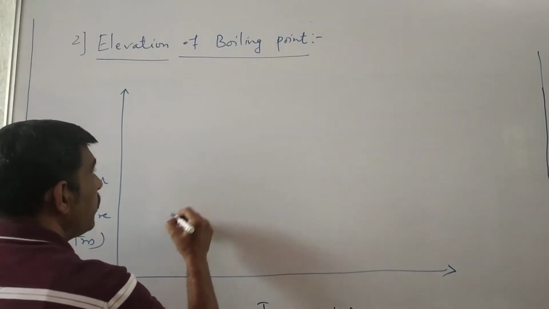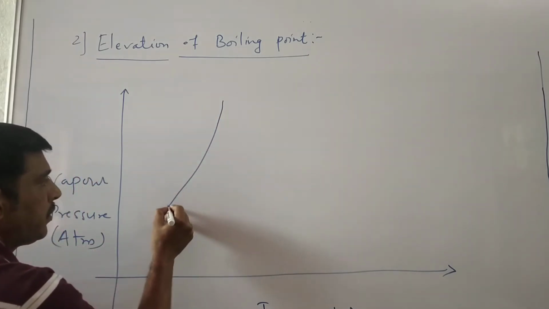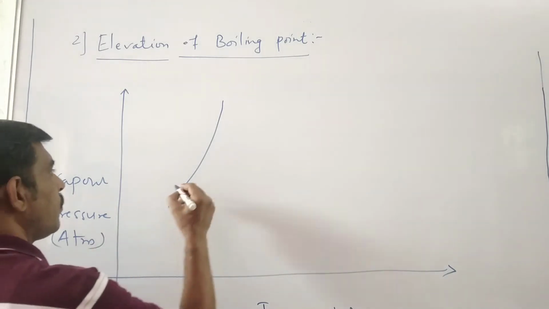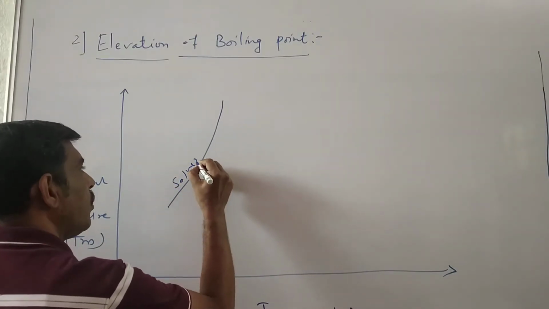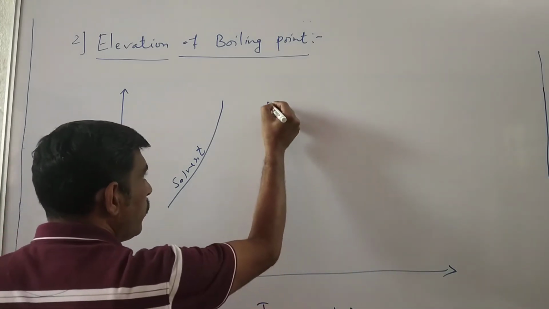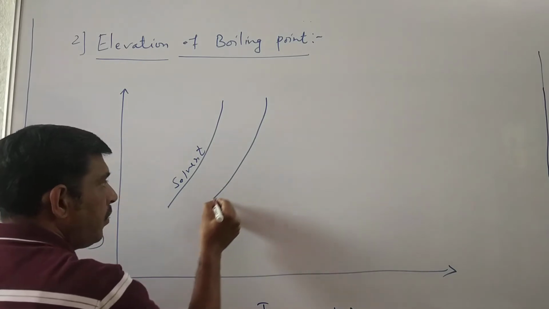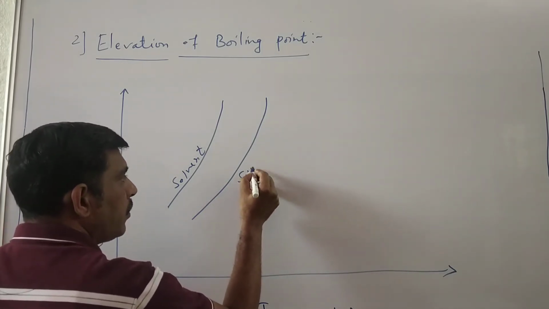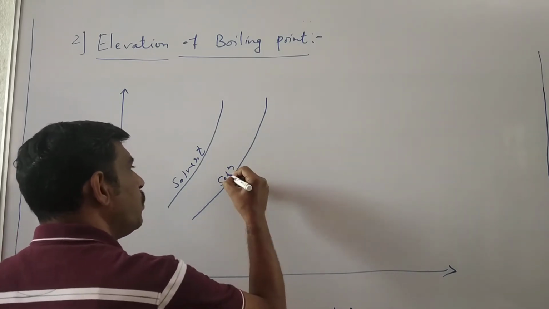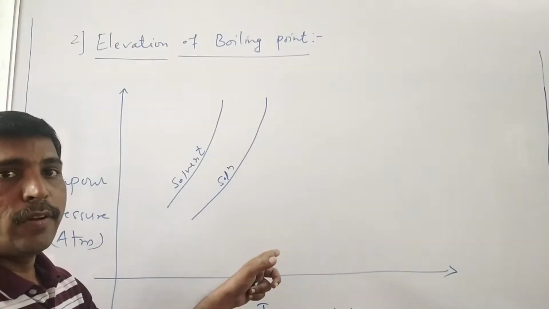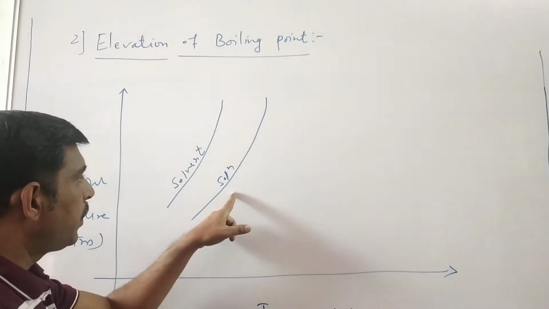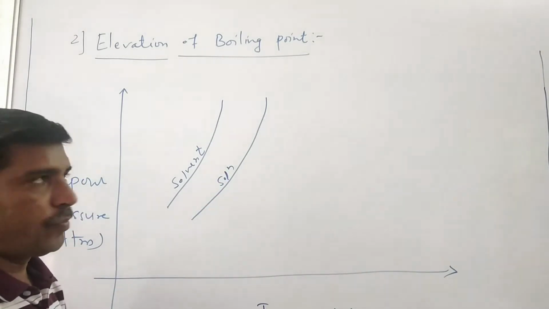Suppose we take this first curve like this. So this is for the solvent. And I will draw this second curve. So it is for the solution, a solution of a non-volatile solute in a solvent like water.